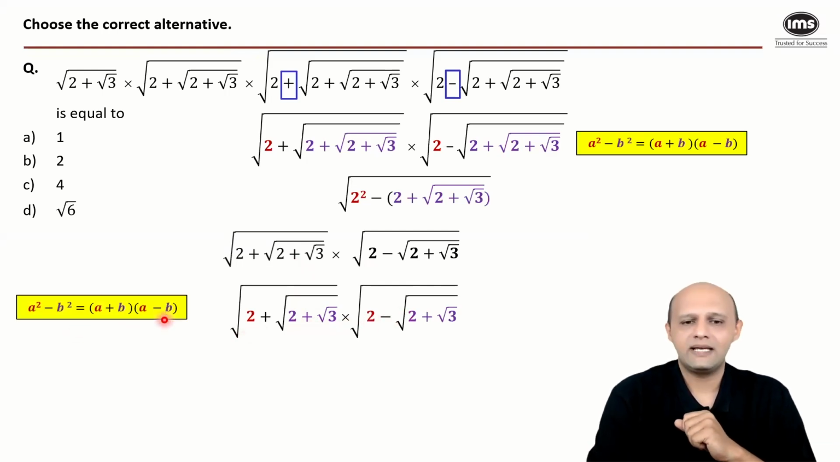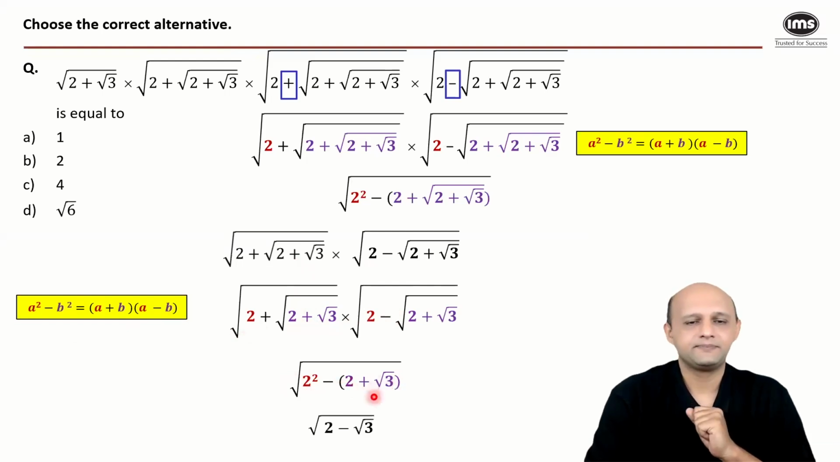Now, when you square this, a square minus b square, 4 square minus 2. Sorry, 2 square minus 2 is 2. And you have a minus root 3 inside. Clear? Beyond this, you again multiply this with this radical.